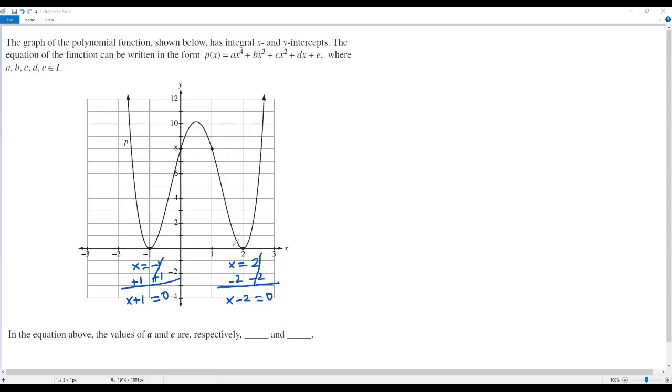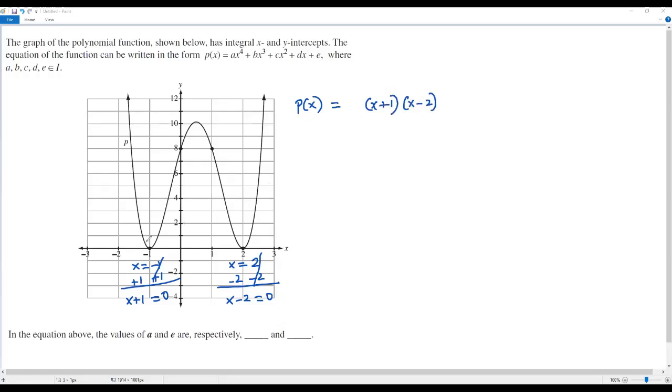Okay, now I have the two factors corresponding to the two x-intercepts -1 and 2, and these two, x plus 1 and x -2, are the factors of the polynomial function p of x, because this is the graph of the polynomial function p of x. Now let's write the given polynomial function p of x in terms of the two factors x plus 1 and x -2. Then we get p of x equals x plus 1 times x -2.